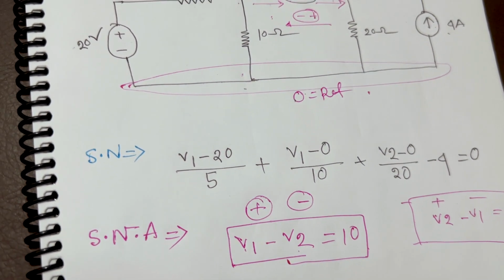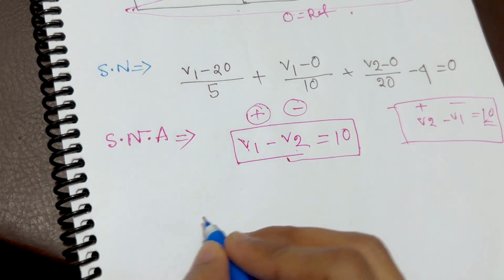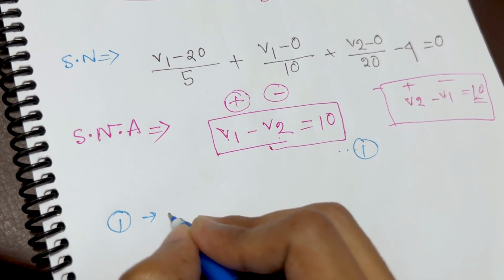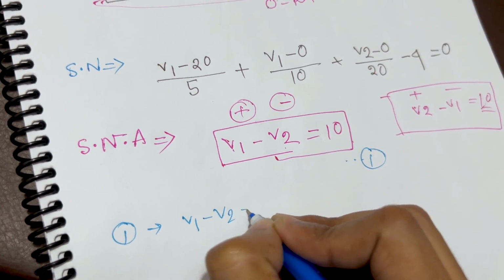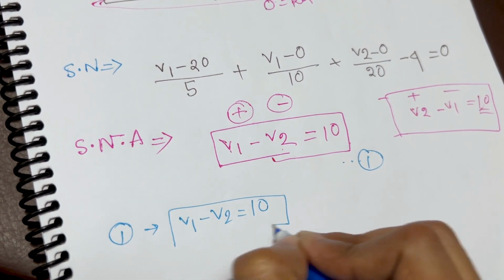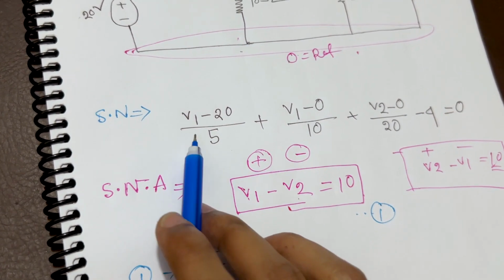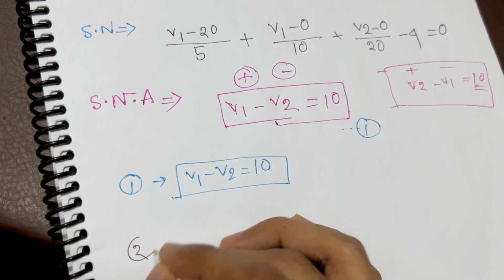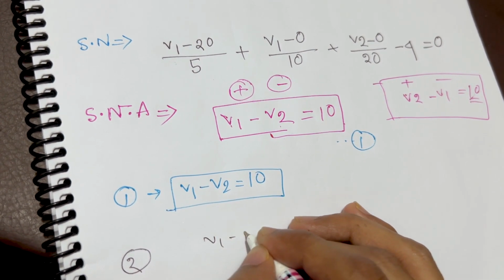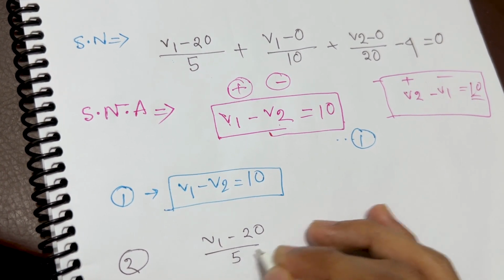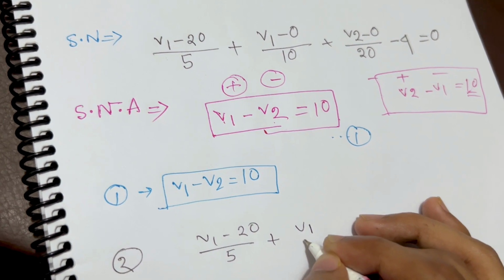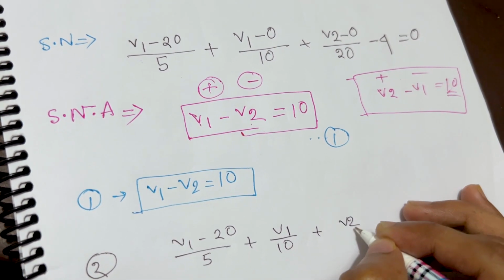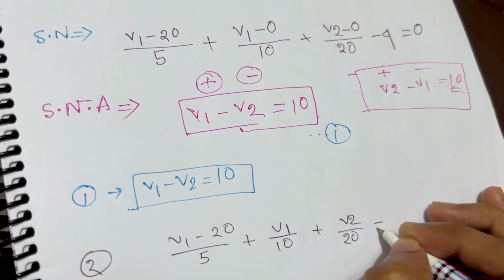So let me just write those two equations. This is our first equation: V1 minus V2 equals 10. And our second equation is the one we need to calculate: (V1 minus 20) over 5 plus V1 by 10 plus V2 by 20 equals 4.